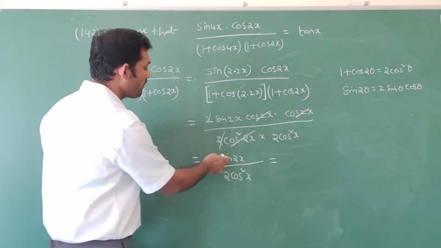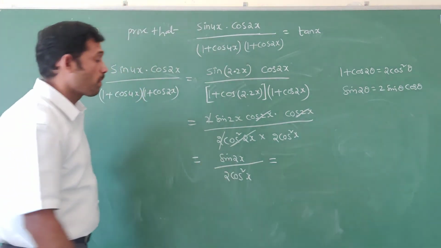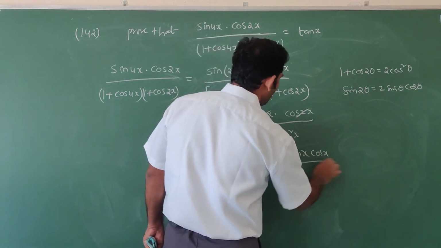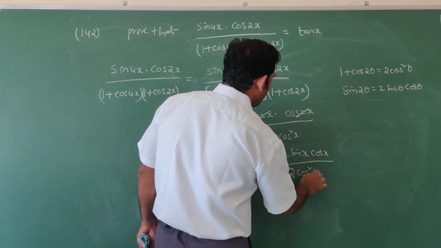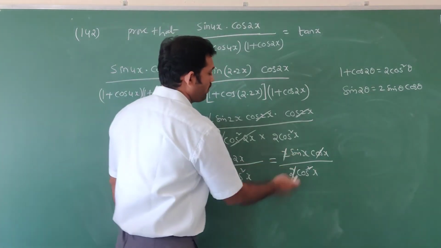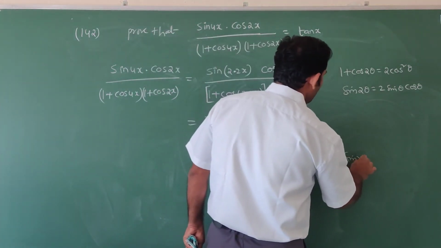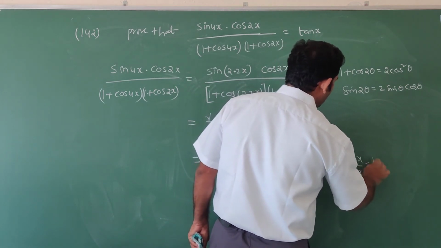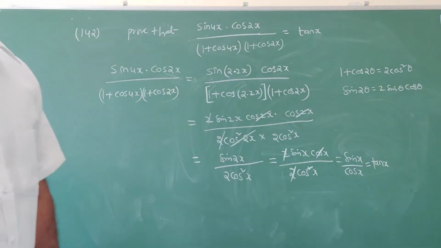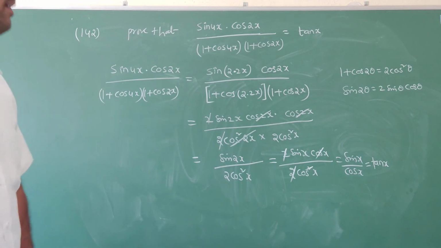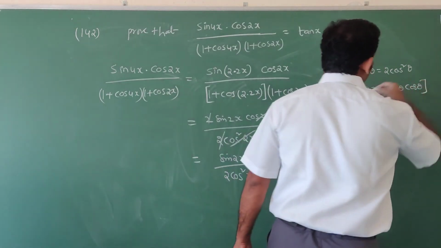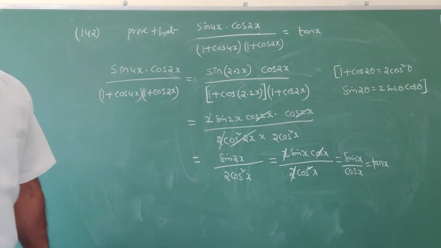Now expand sin 2x using the formula: 2 sin x cos x divided by 2 cos square x. The 2s get cancelled and one cos will be cancelled, remaining sin x by cos x. It is equal to tan x. That is our solution. Note it down fast. Any doubts in this? Beside it I have written what formulas we used in this problem. Note it down.